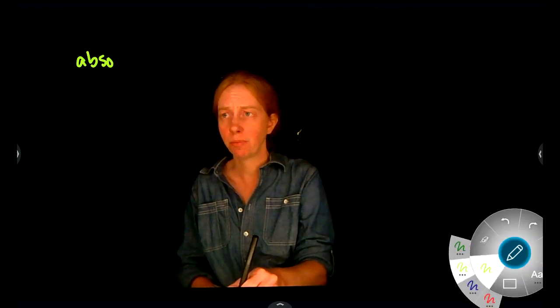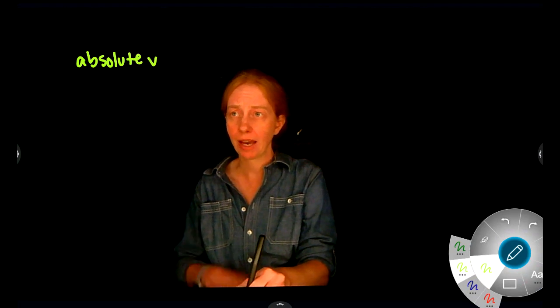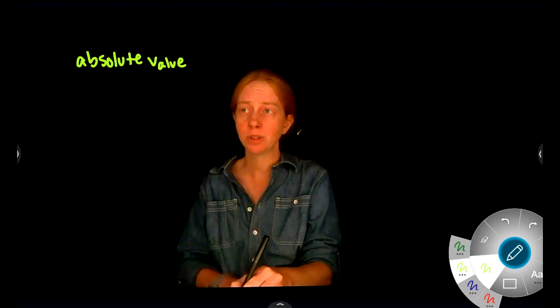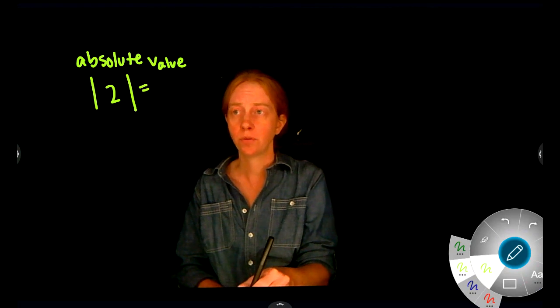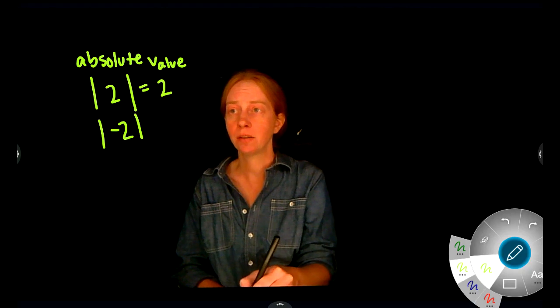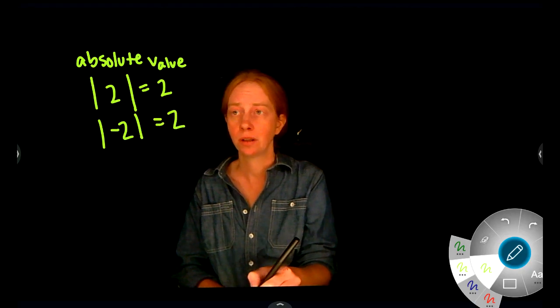Okay, cool kids. So now what we're going to talk about today is absolute value. When you have absolute value problems, I want you to first refresh your memory on what absolute value is. Absolute value is when you have something inside these absolute value bars. It could be a 2. The absolute value of 2 is 2. It could be -2. The absolute value of -2 is also 2.